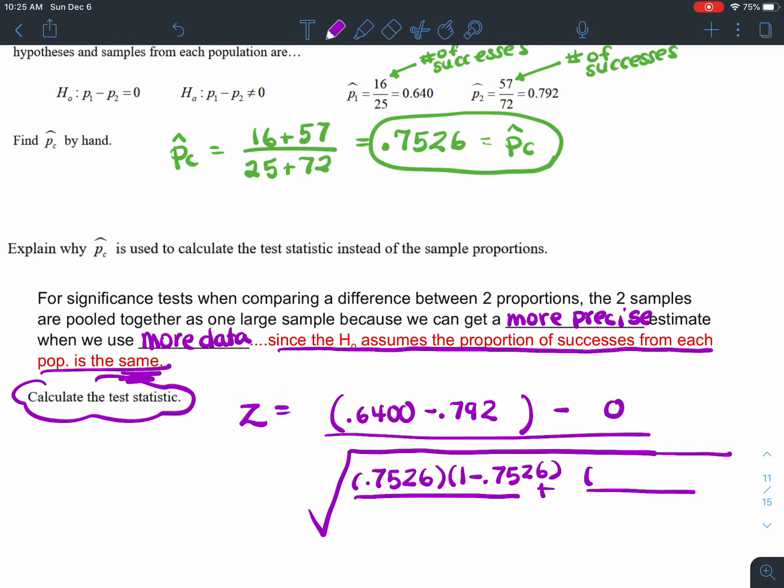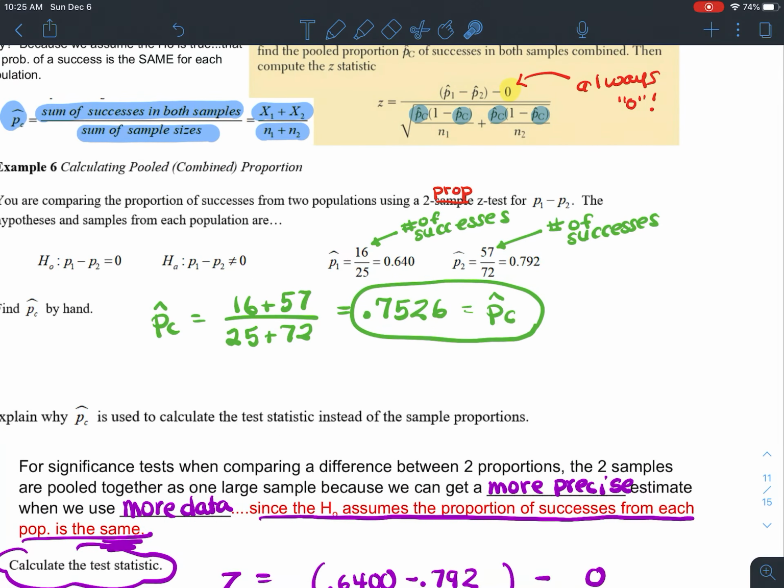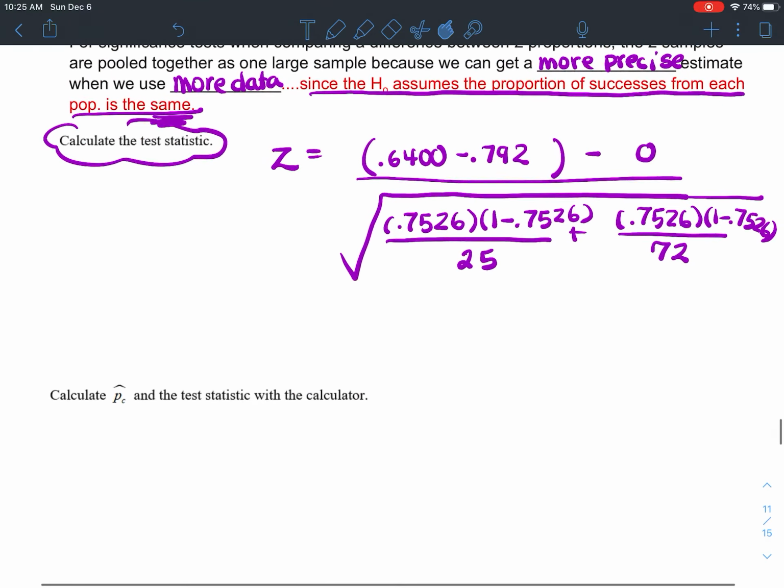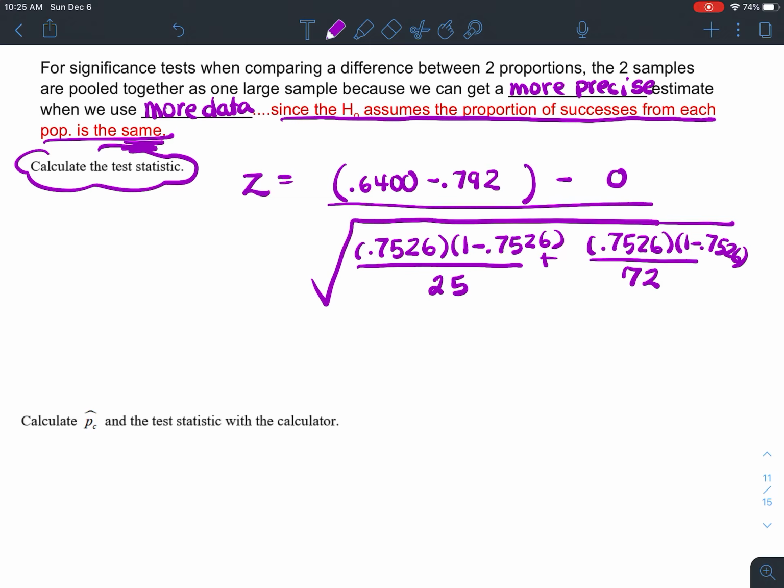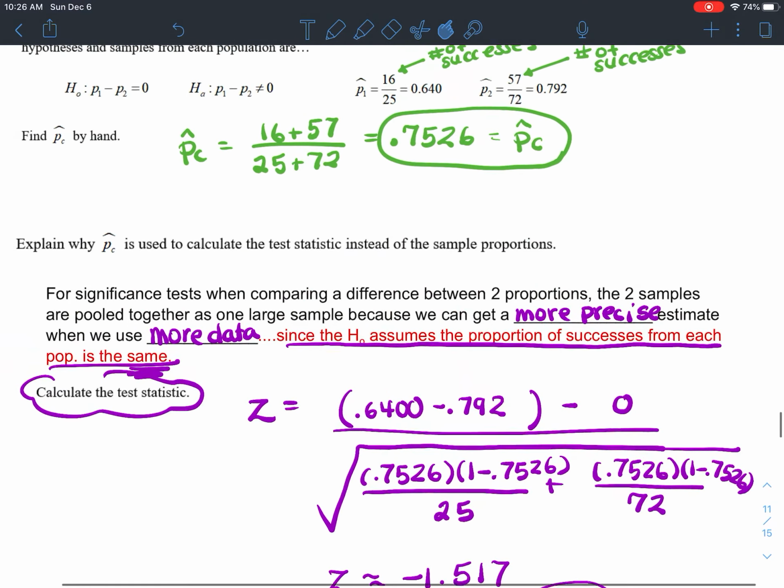So I'm using 0.7526 times the probability of a failure, which is 1 minus that. I'm doing that same thing in both of these numerators, but my denominator is each separate sample size. You can see that right here. So we're only pooling things together to create this p hat sub c value. These denominators are each their separate sample sizes. Okay, if we were to type that in, we would get our z-score value of negative 1.517.